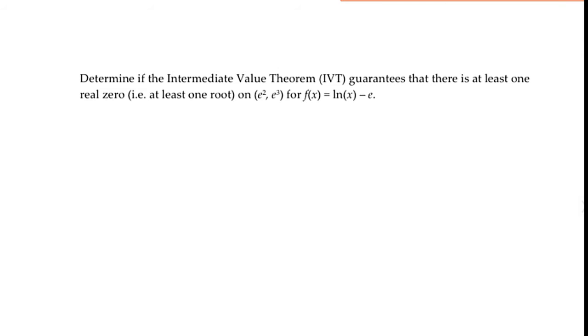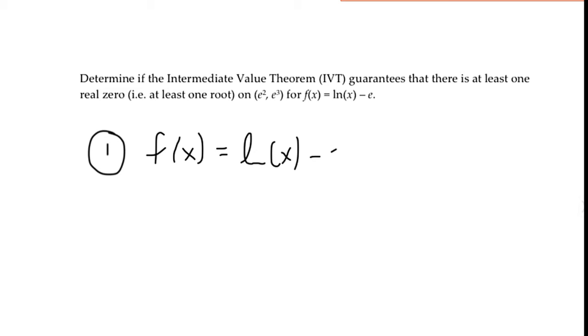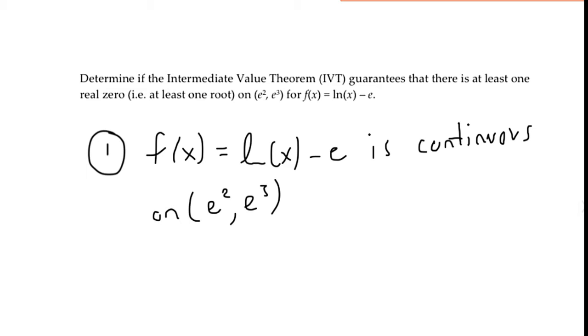Well, look, here's what I would do. Again, we're looking to be ballers here, right? We're looking to just make our paper look glorious. So I'm going to write here number one. You don't have to label it as one on your paper. I'm just letting you know the first thing that I would say is this. F of x, which is the ln of x, all minus e, is what? Continuous on the interval from e squared to e cubed, right?